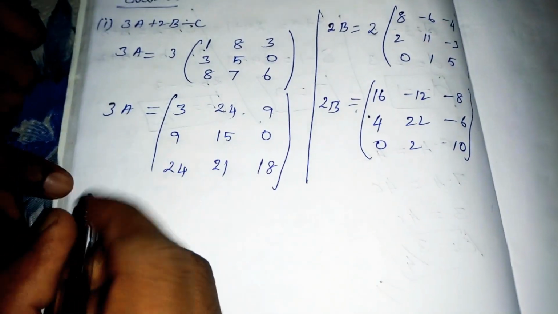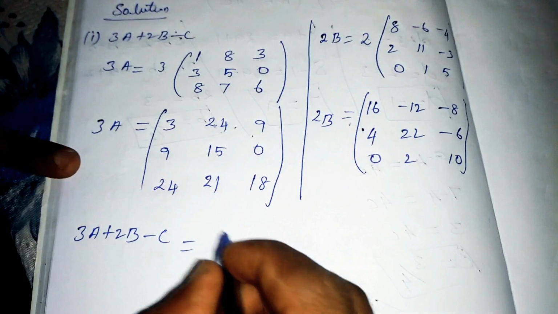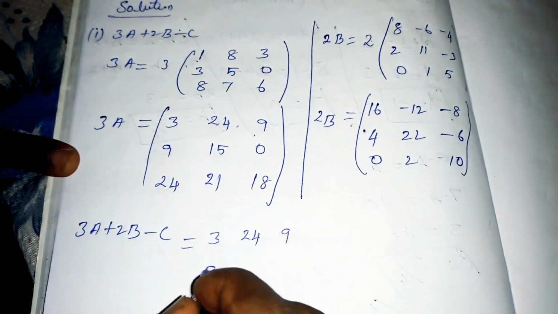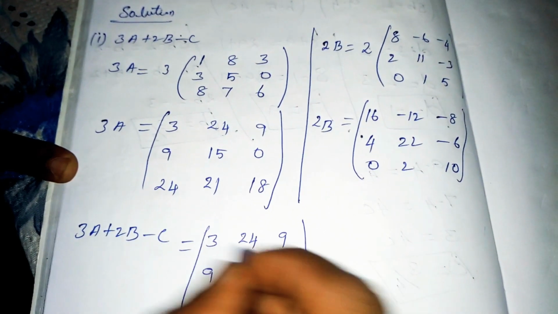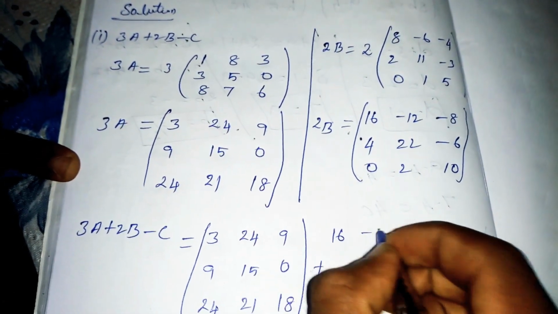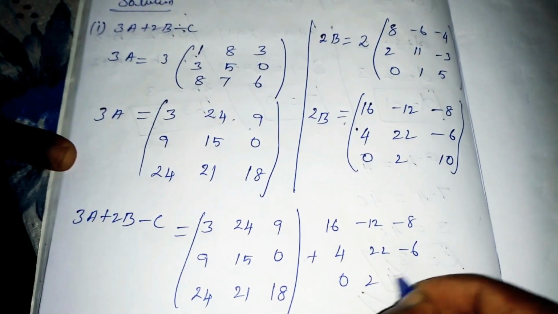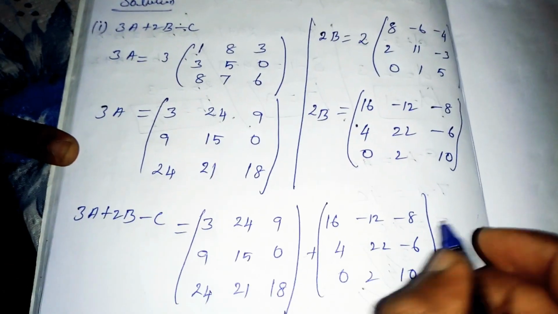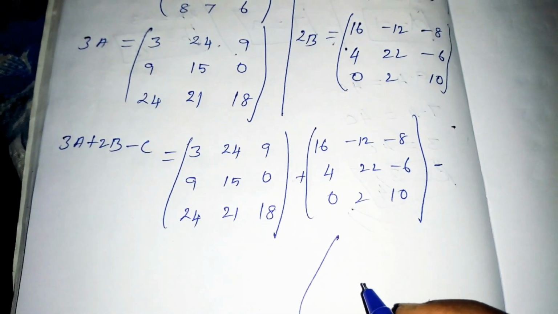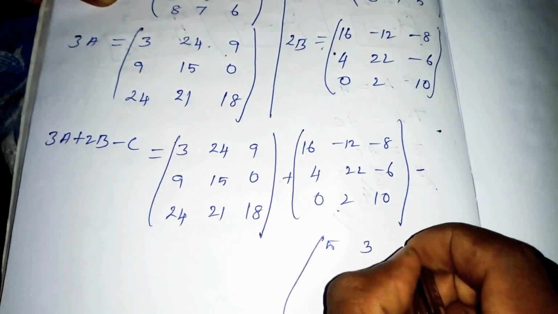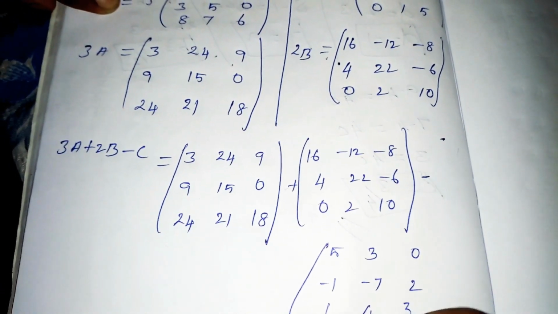Last one, minus c. Again, directly going to simplify this. 3a plus 2b minus c equals 3a, which is 3, 3, 24, 9, 9, 15, 0, 24, 21, 18. Again, plus 2b: 16, minus 12, minus 8, 22, minus 6, 0, 2, 10. Last one, minus c. The c values I wrote here: 5, 3, 0, -1, -7, 2, 1, 4, 3.